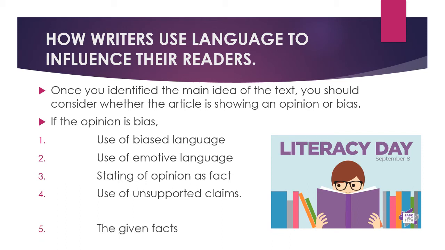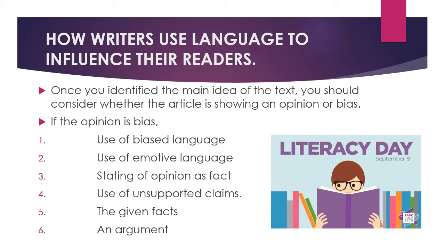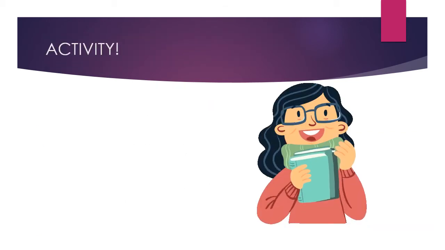Clear? Then you have to look into the given facts. By looking at given facts, you can see whether the opinion is biased or not. Then you have to see whether the writer is forming an argument or not. So you have got an activity. So activity 3, look into activity 3.